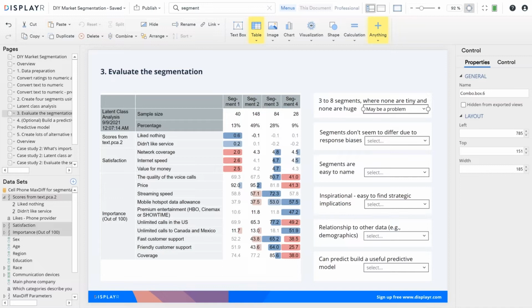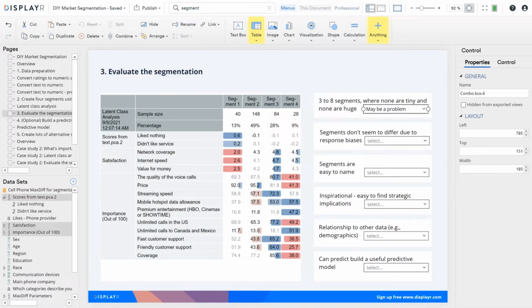Now, the second criteria when we're evaluating a segmentation is, do we have segments that differ only due to response biases? And the answer is, I think, no for this segmentation, but I'll come back and explore this in a second case study with a bit more detail.